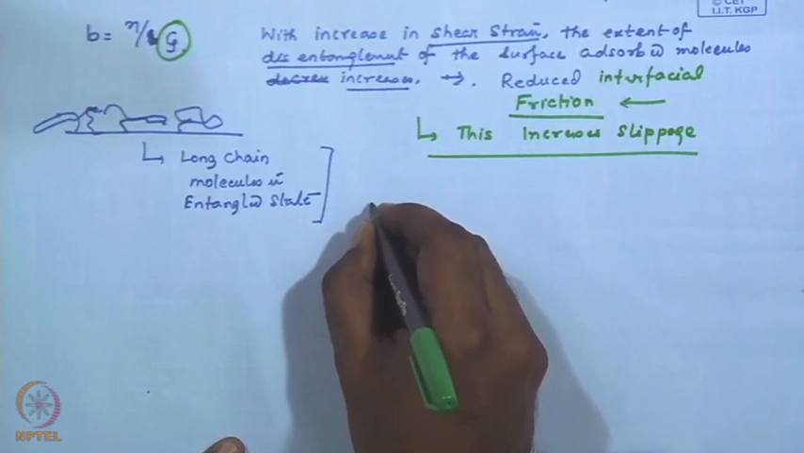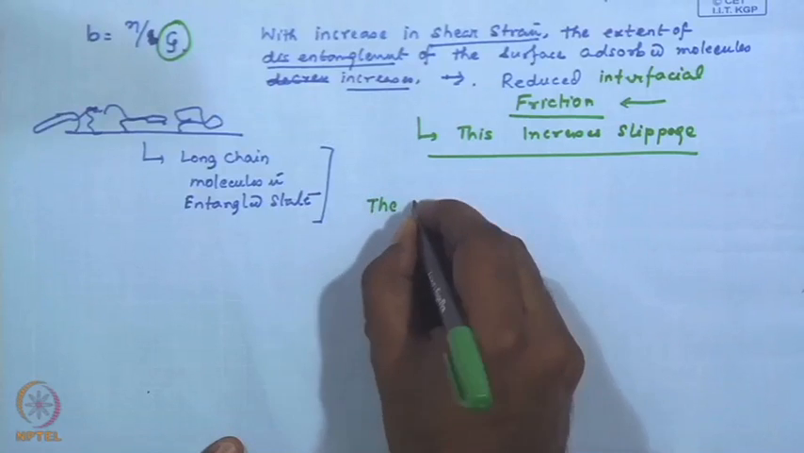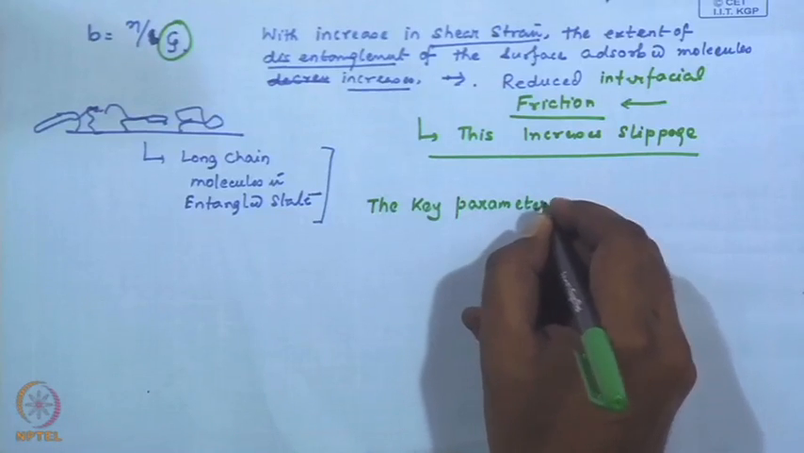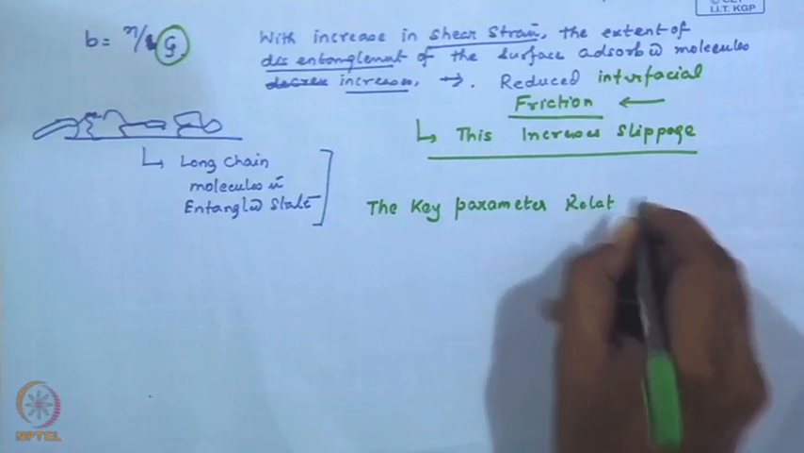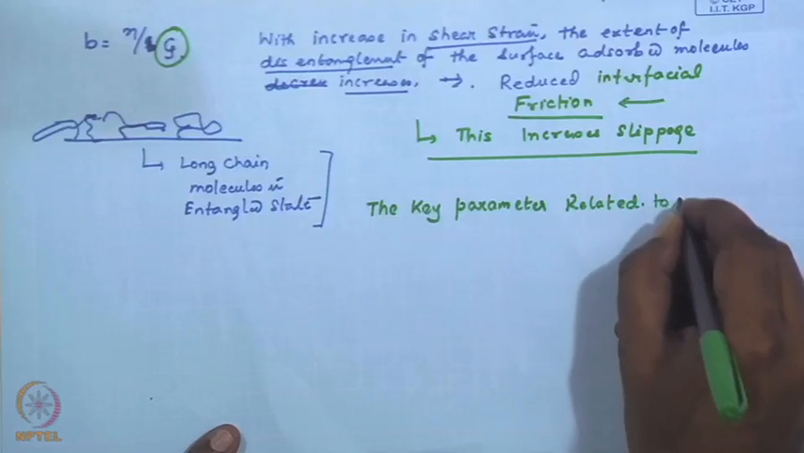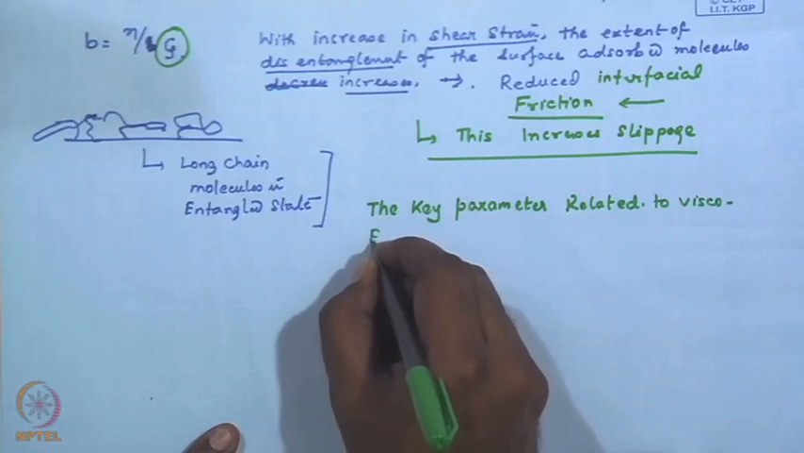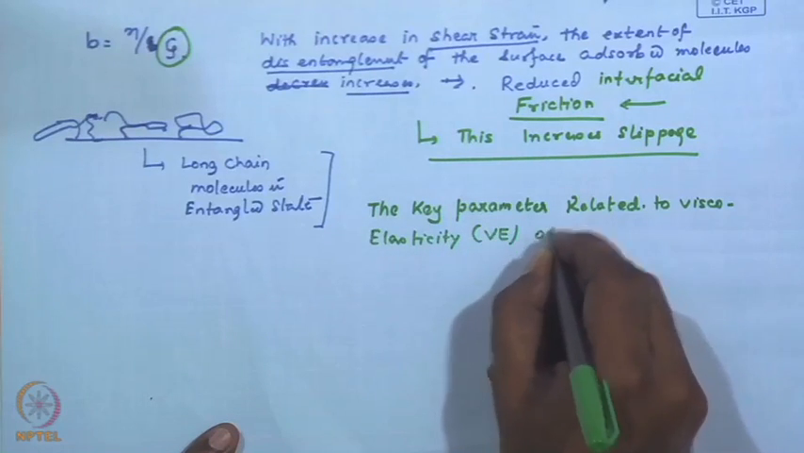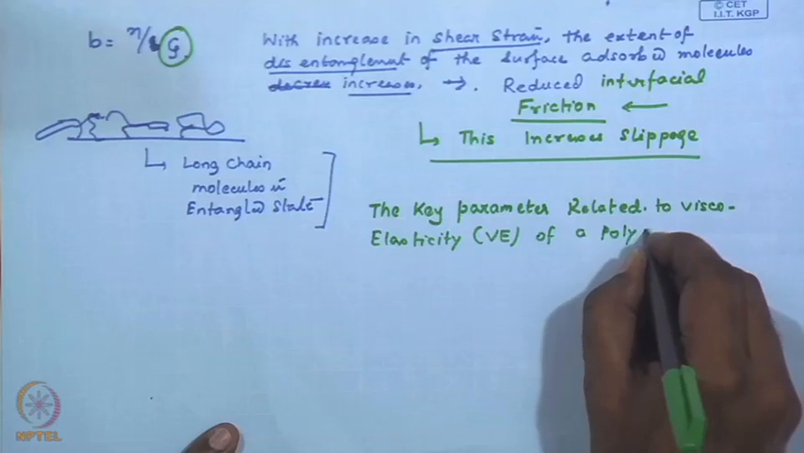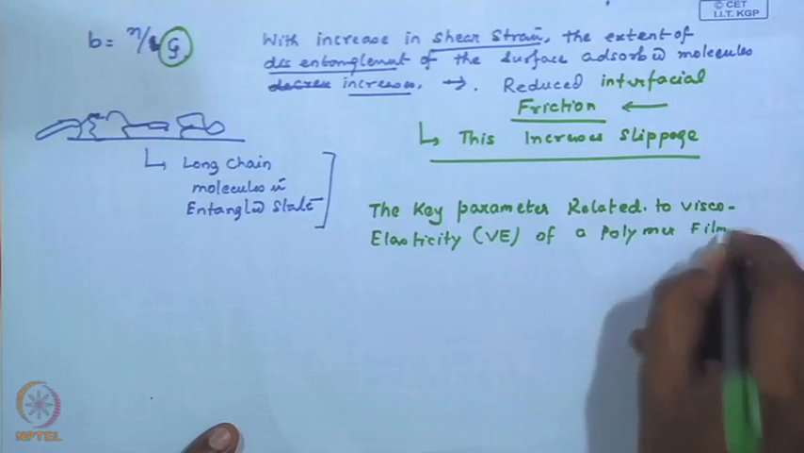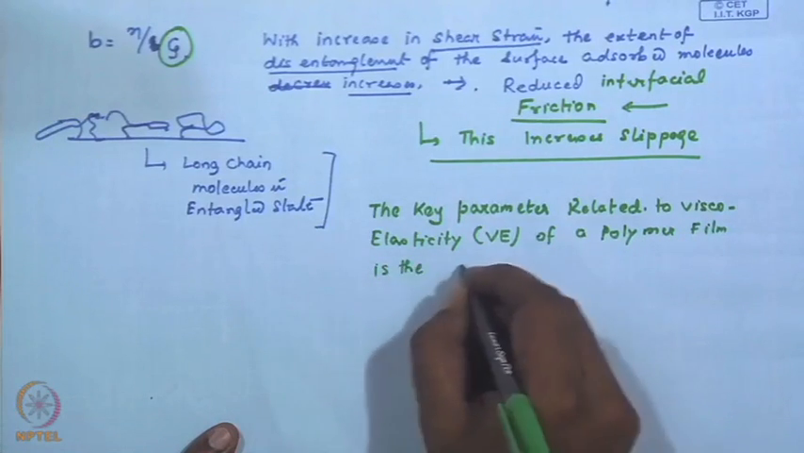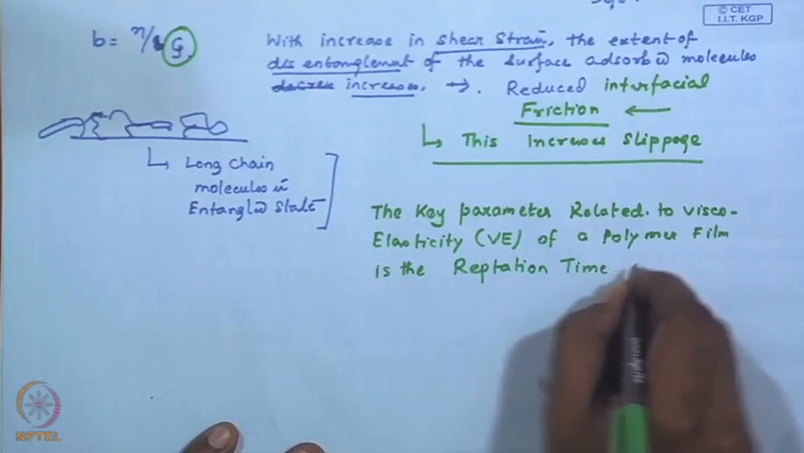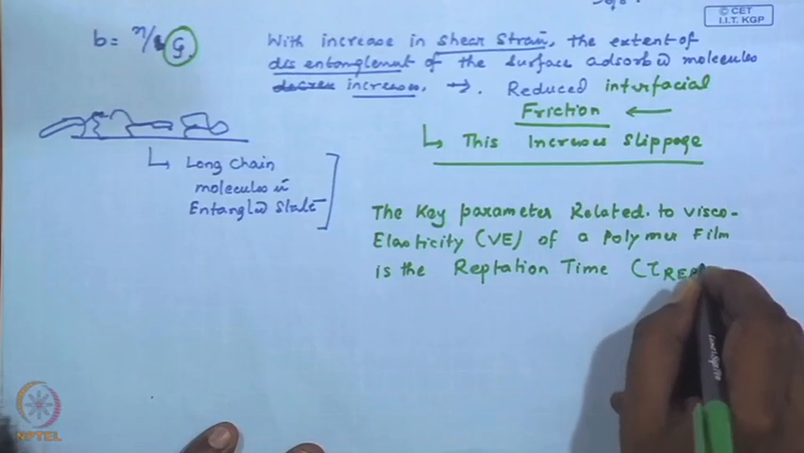The other thing we need to understand, a key parameter related to viscoelasticity of a polymer, is the reptation time, which is typically represented by tau rep.